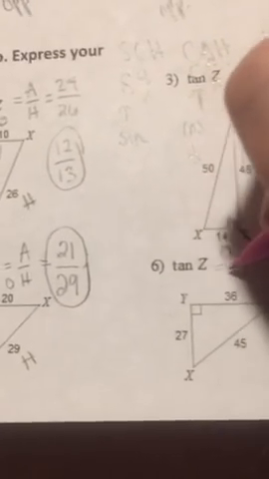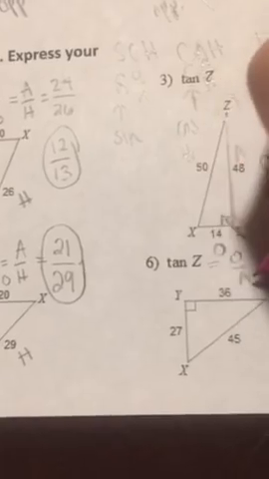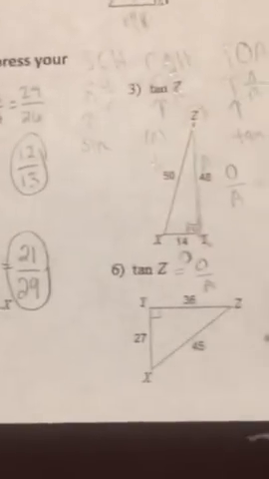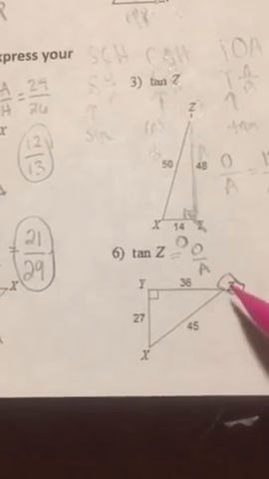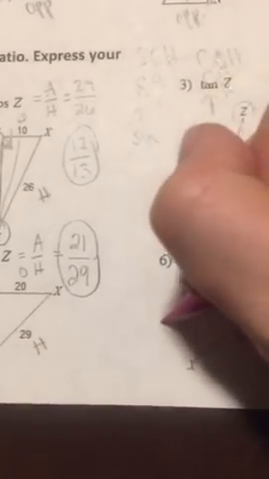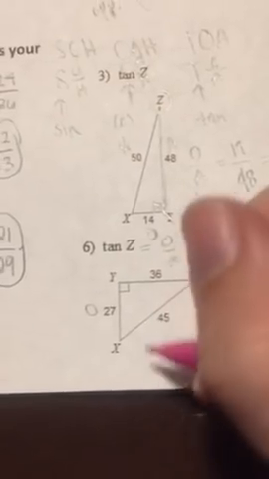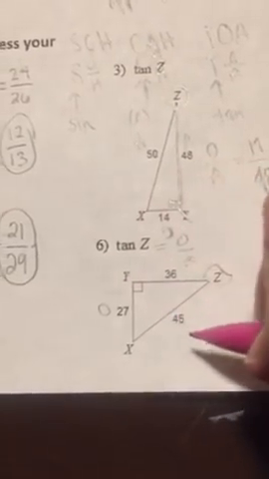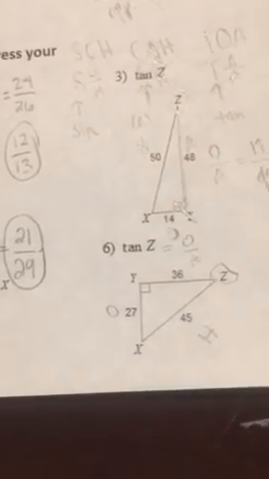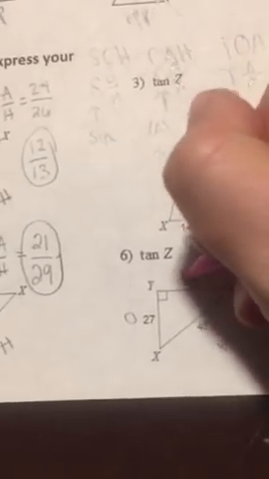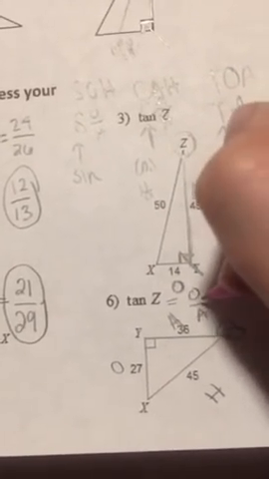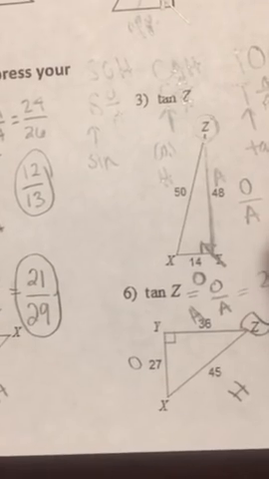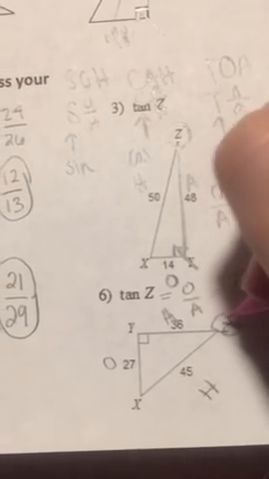Tangent, SOHCAHTOA, of angle Z. Opposite is opposite across the room. Hypotenuse is across from the 90, which means the last one has to be the adjacent. O is 27. A is 36.